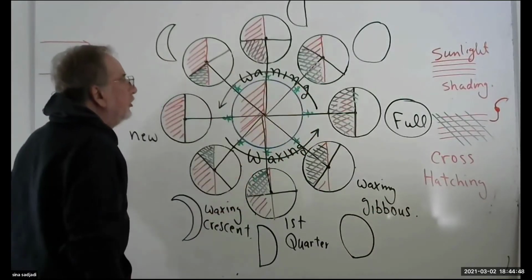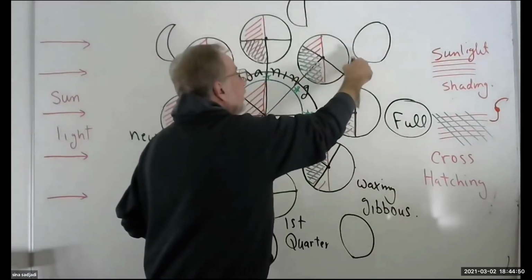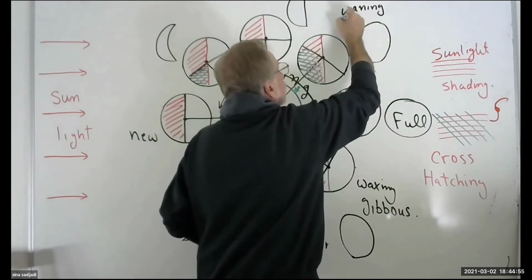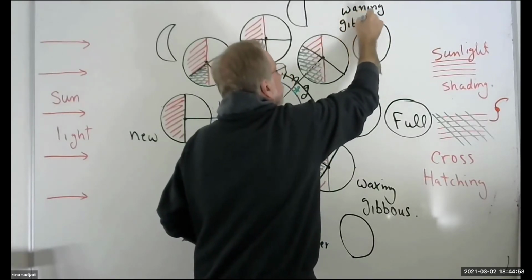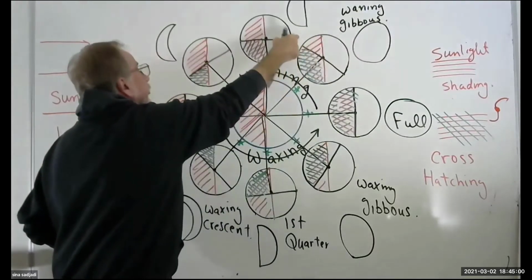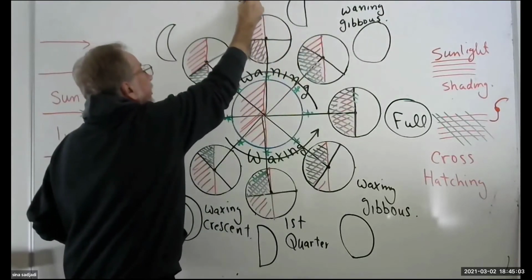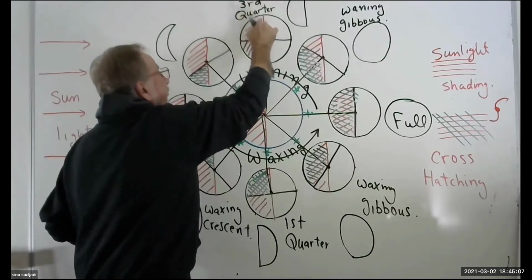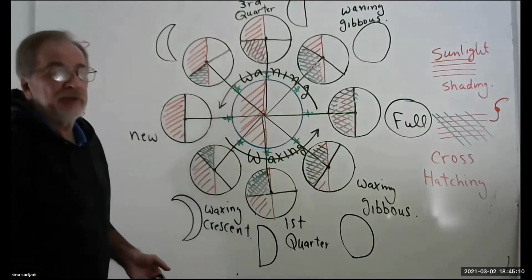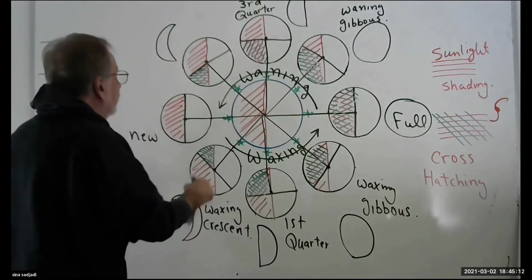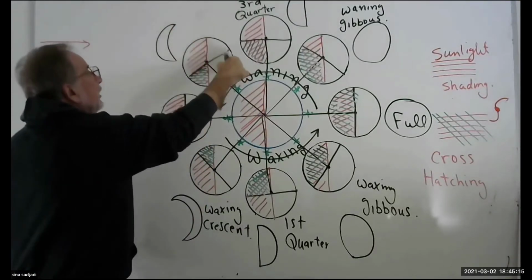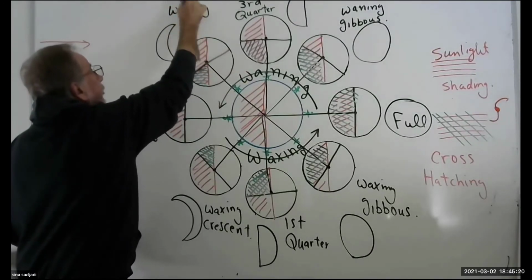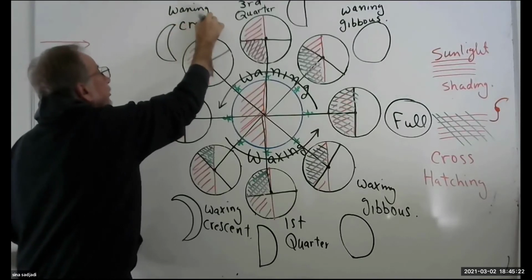Now, after the full moon, we're going to have all the waning phases. So this would be a waning gibbous. Third 1/4. I have no idea why they call it the third 1/4. Somebody figured out this is the third 1/4. It could have easily been the fourth 1/4. I don't know. All right, so this could be a waning crescent.